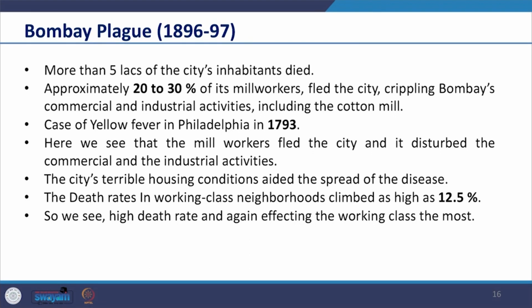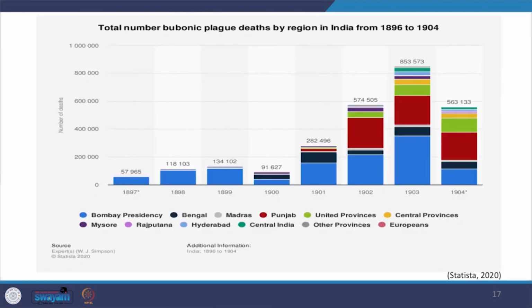So, we may recollect that in the case of yellow fever in Philadelphia in 1793, the well-to-do left at the first threat of it. Here we see that the mill workers fled the city and it disturbed the commercial and industrial activities. The city's terrible housing conditions aided the spread of the disease. The death rate in working class neighborhoods climbed as high as 12.5%. So, we see a high death rate, again affecting the working class the most.